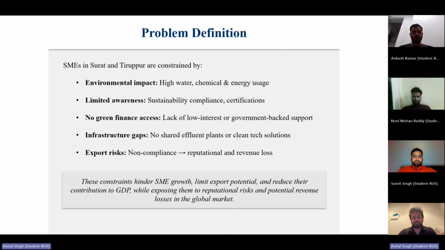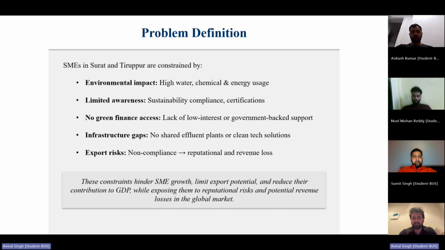Let's zoom in on the core problems. Our secondary research revealed that over 40% of India's textile dye wastewater comes from Surat and Tirupur. Much of it is released untreated into rivers, damaging both the environment and public health. The industry also relies heavily on coal-based boilers, contributing to significant greenhouse gas emissions. When it comes to compliance, the picture is bleak.